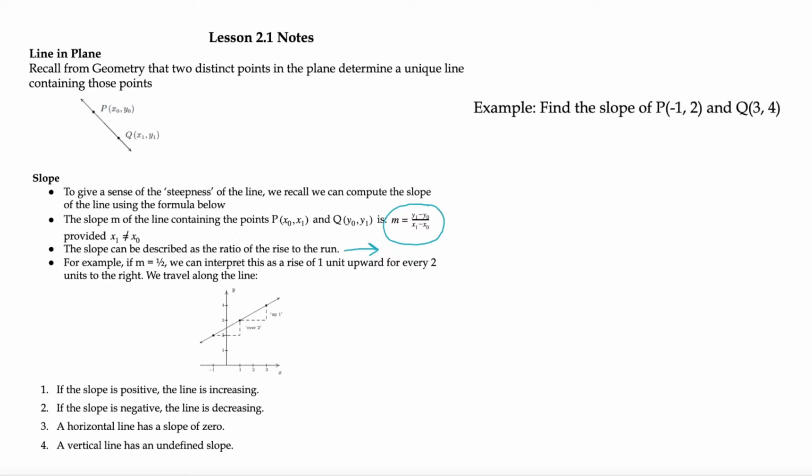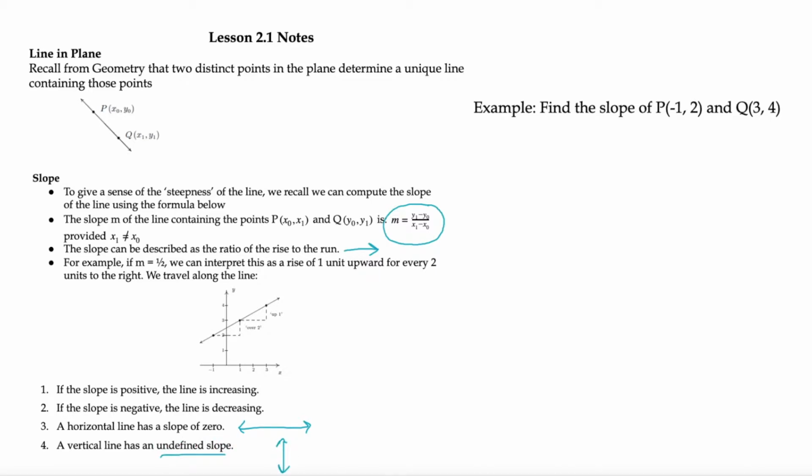We know that if the slope is positive, our line is increasing. If it is negative, it is decreasing. A horizontal line has a slope of 0, and vertical lines are undefined slopes.